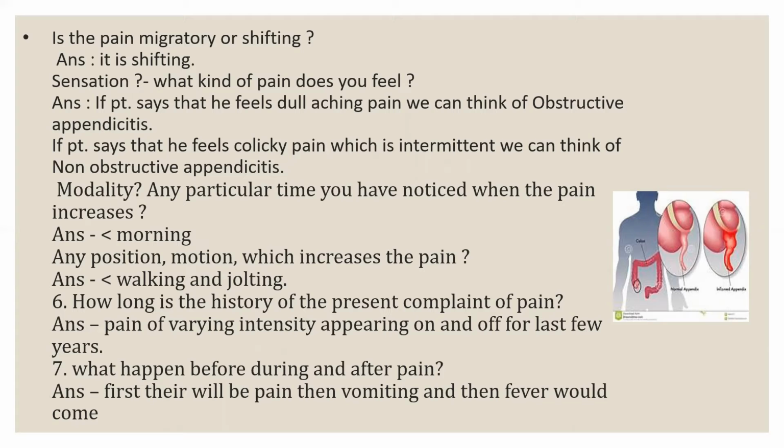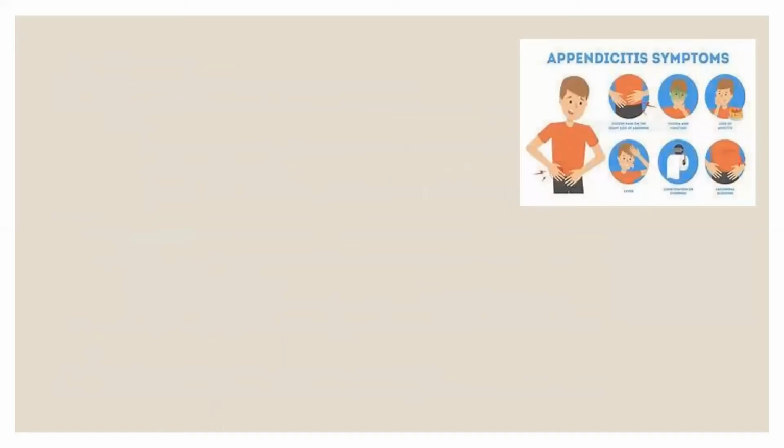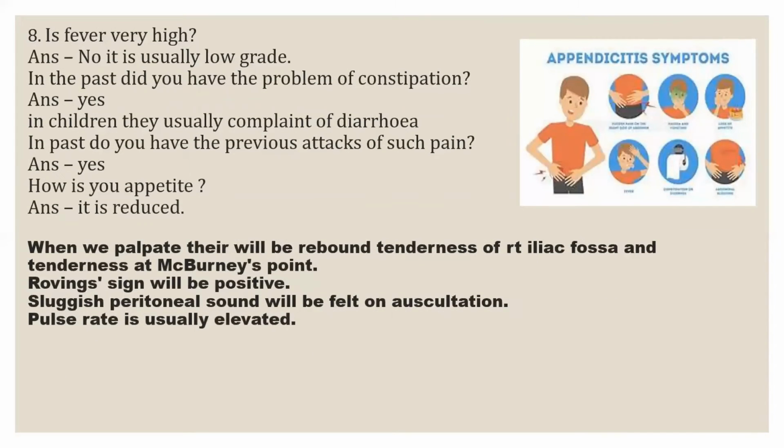How long is the history of present complaint of pain? Pain of varying intensity appearing on and off for last few years. What happened before, during, or after pain? First there will be pain, then vomiting, and then fever would come. Is fever very high? No, it is usually of low grade.